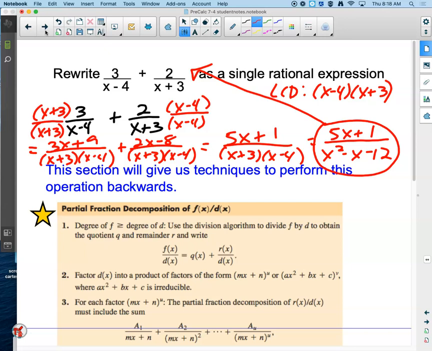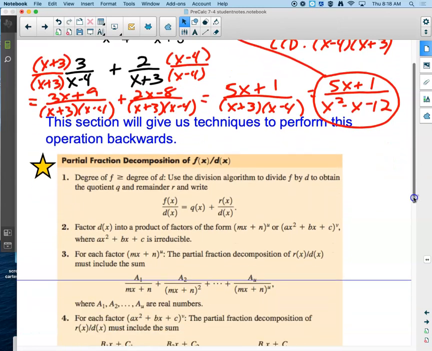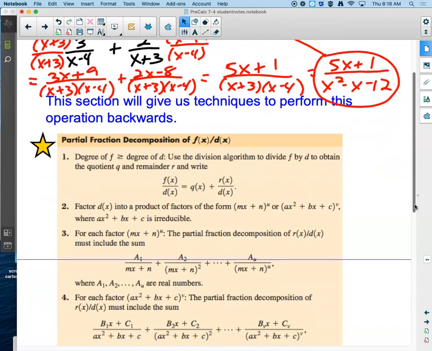And then what we have to do is think about this process backwards. How are we going to make this happen? So we have this box here to help us out. And it says this section will give us techniques to perform this operation backwards. And we've got partial fraction decomposition of f of x over d of x. And it says the degree of f, if it's greater than or equal to the degree of d. So I'm taking a look and I'm saying, oh, well, if that's the case, then we should just divide, and we should see what we have.